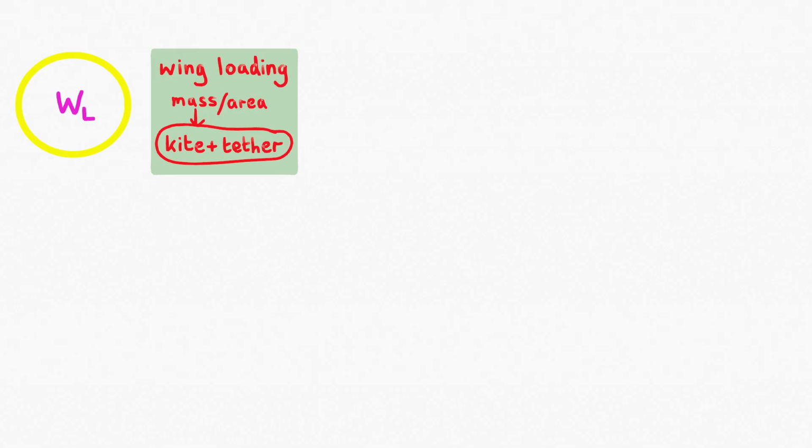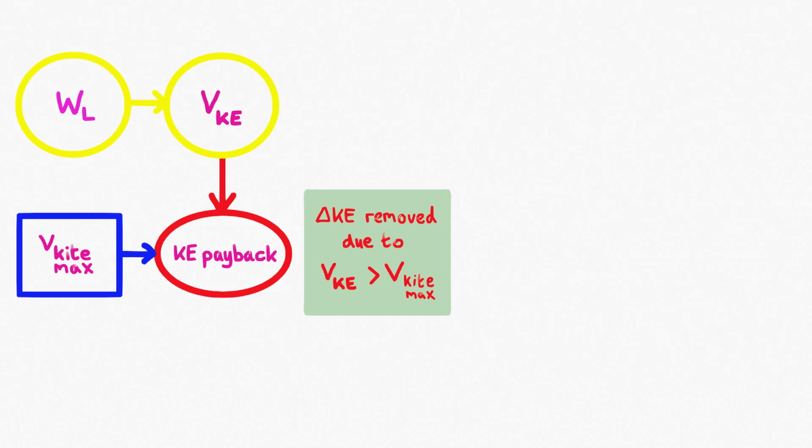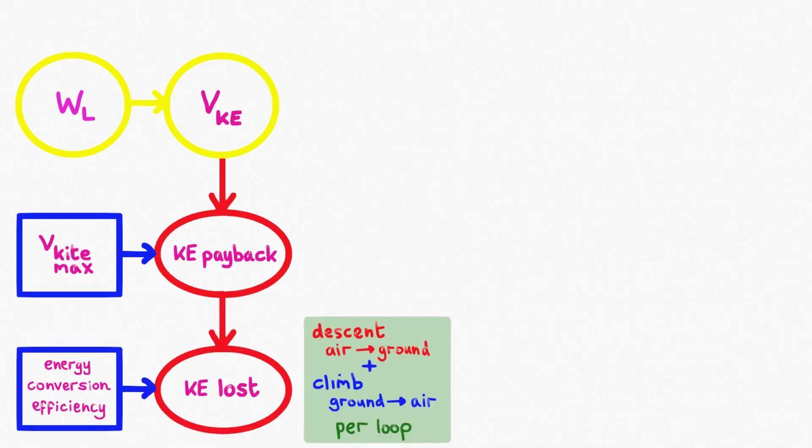The effect of wing loading on an airborne wind energy system. The wing loading determines the turn radius and loop height, and the kinetic energy loop velocity follows from the law of conservation of energy. The difference in loop velocity and maximum kite velocity determines the kinetic energy removed on the descent, and the conversion losses give the kinetic energy lost per cycle.